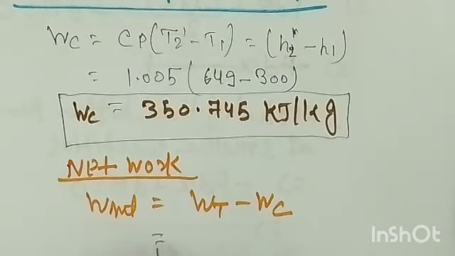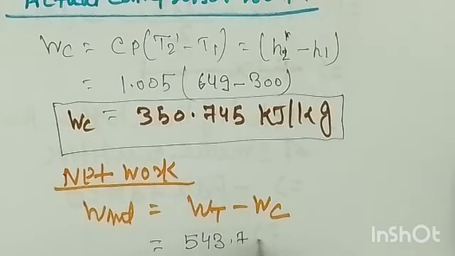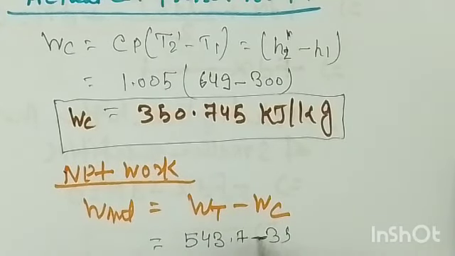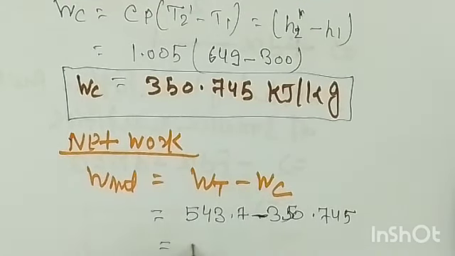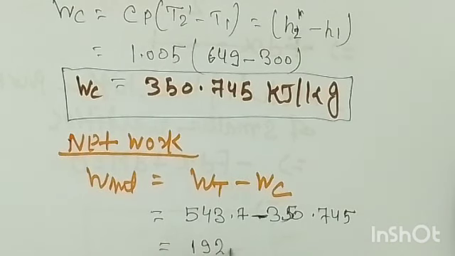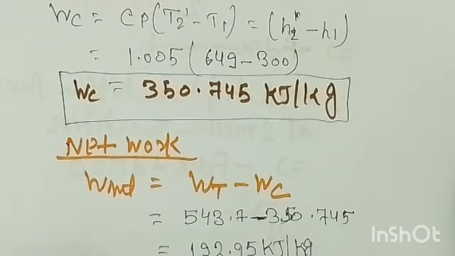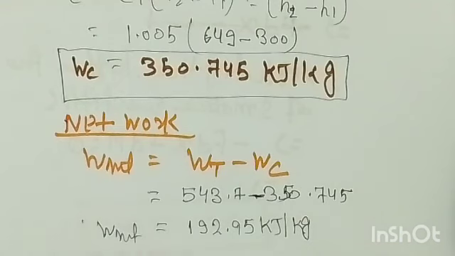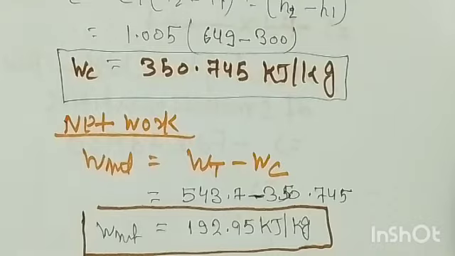The turbine work you got is 543.7 minus the compressor work 350.745. On calculation we'll get the value as 192.95 kilojoule per kg. And this is the net work, W net, that we got.